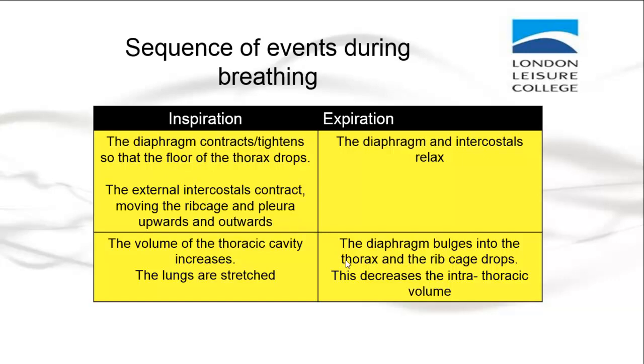Now expiration, the diaphragm and intercostal muscles relax. The diaphragm bulges into the thorax and the rib cage drops. This decreases the intrathoracic volume.